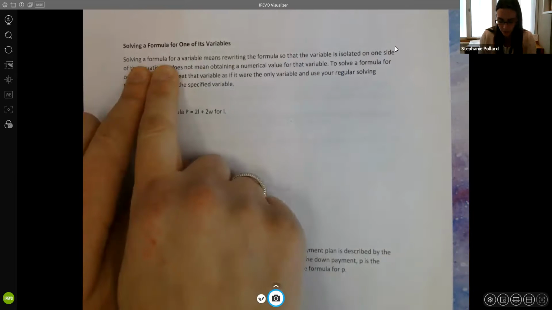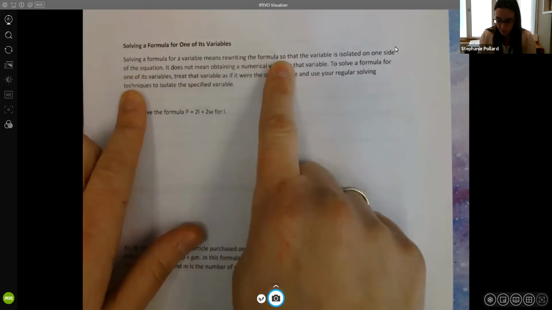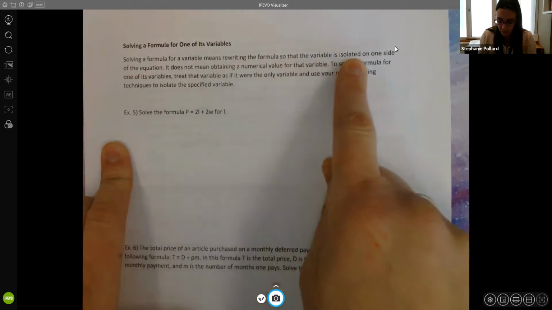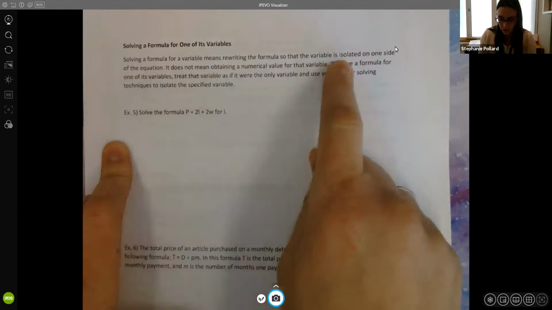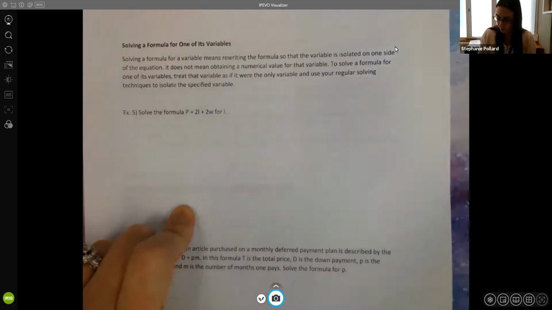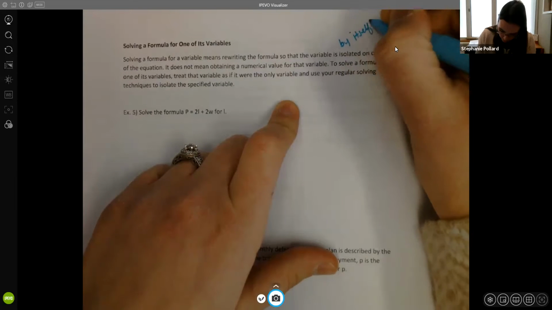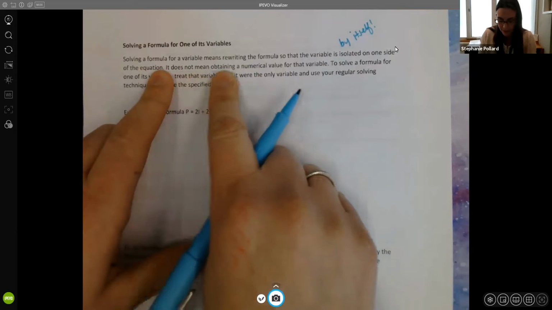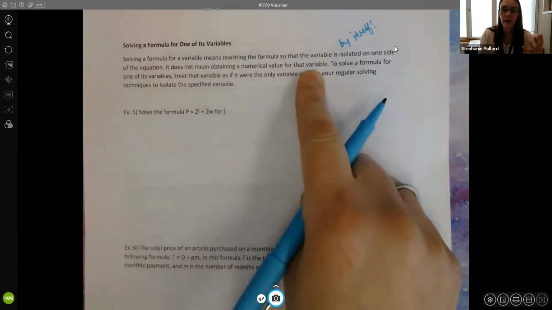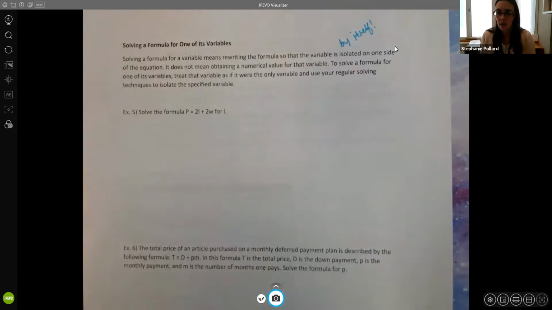So solving a formula for a variable means rewriting the formula so that that variable is isolated on one side of the equation. Isolated means it's by itself. It doesn't mean that we're going to get a numerical value, like we're not going to get an answer like x equals 5 here. We're just rearranging the formula.